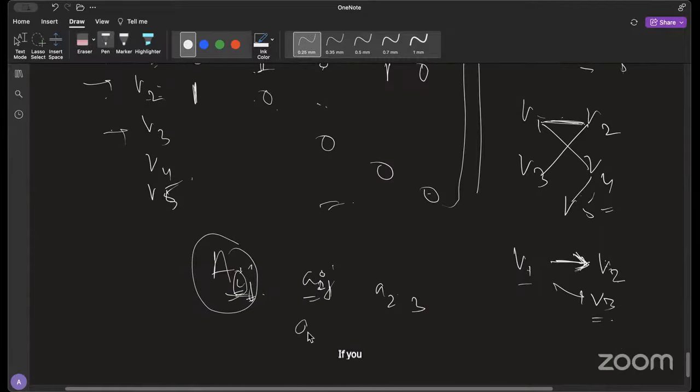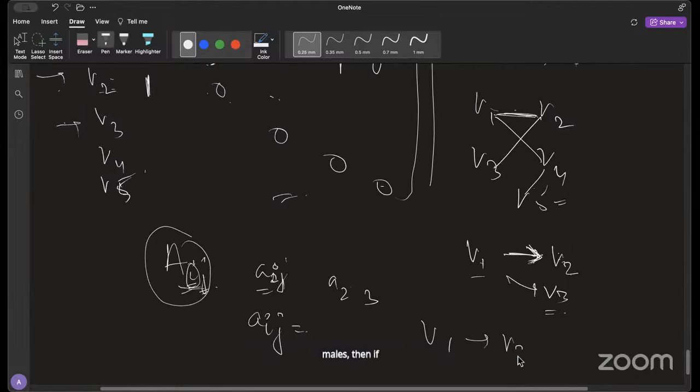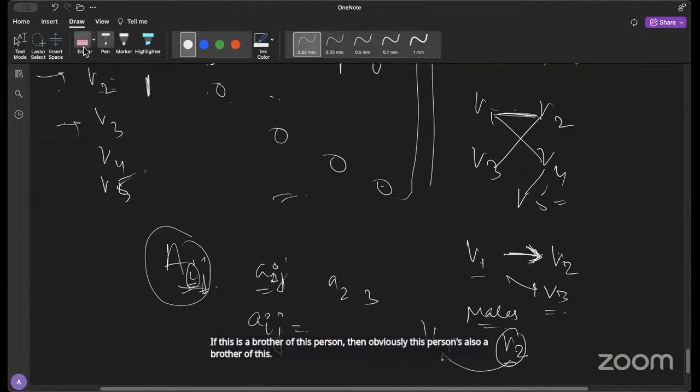Ma'am, what about relations like brothers? If you say V2 is the brother of V1, is it the same? If you're including both genders and haven't mentioned that they're all males, then if V1 is a brother of V2, you can't say V2 is also a brother of V1, right? It could be a female, and in that case she can't be a brother. But if you mention that they're males, then obviously if V1 is a brother of V2, V2 is a brother of V1, and it would be an undirected graph. You can just use this arrow.